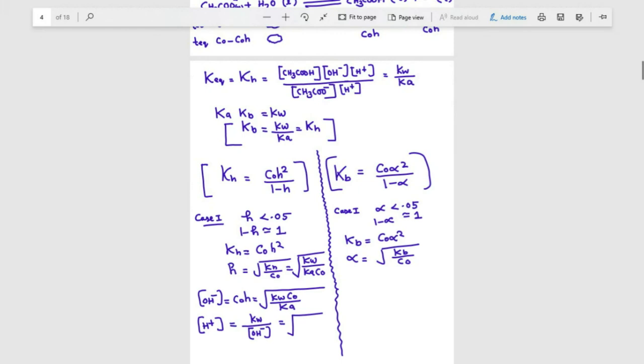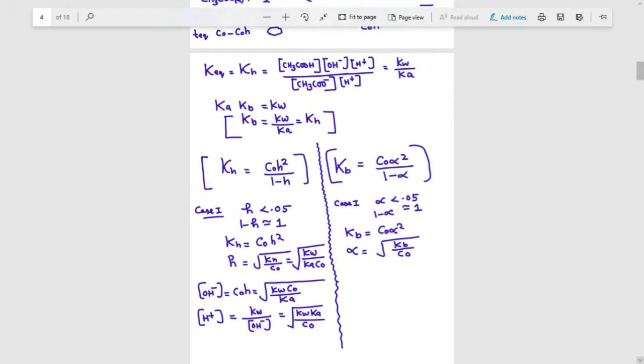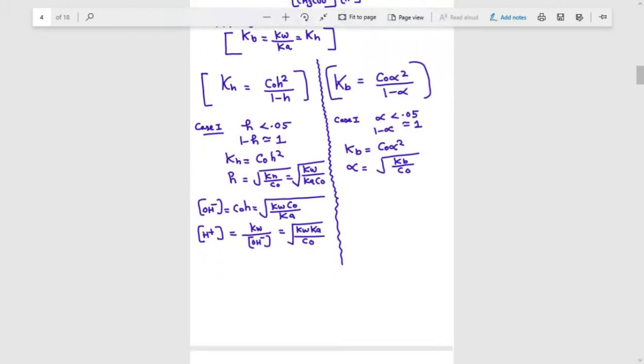Kw divided by OH minus ion concentration. If you simplify this value, you are going to get Kw into Ka upon C naught. So this is the H plus ion concentration. Right now from here, if I take minus log on both sides, so minus log H plus ion concentration will be pH.